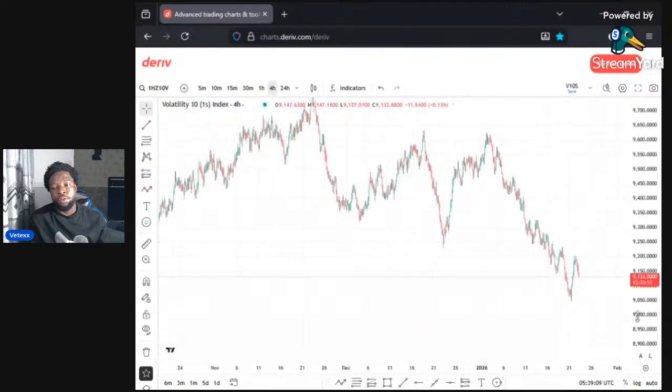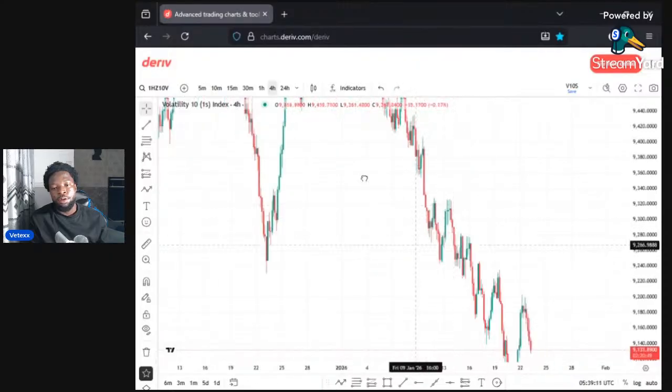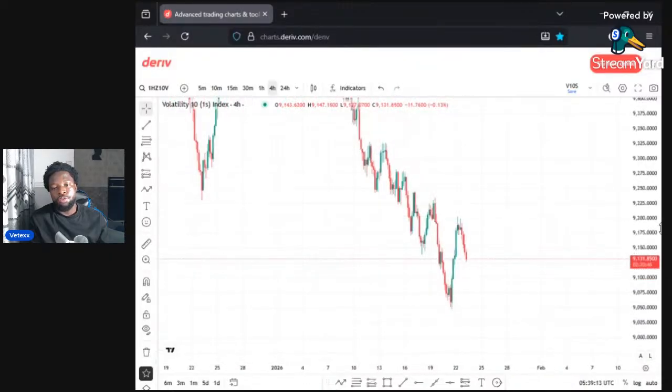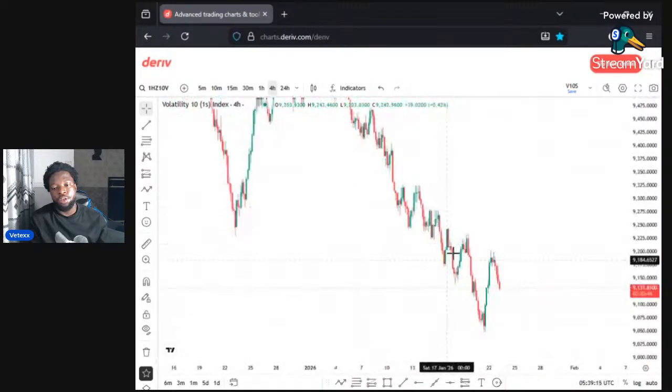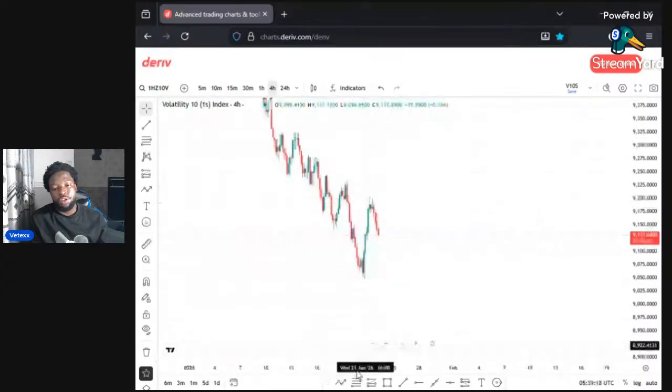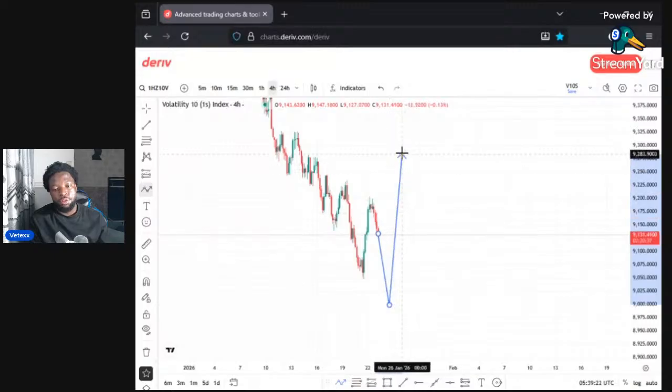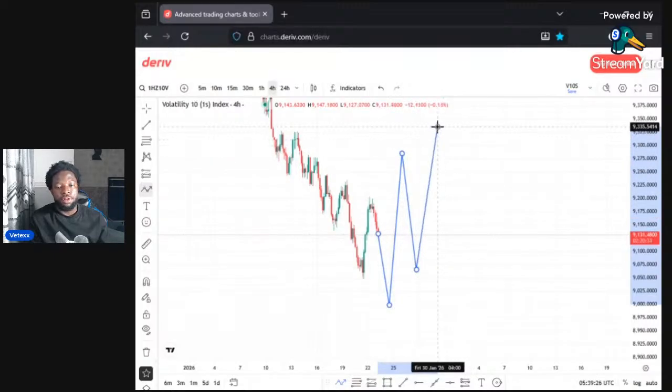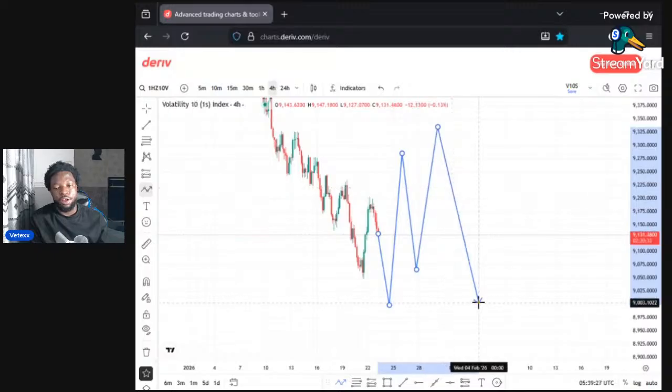So currently we don't have anything here. Price is just on a bearish move, but this is just a retracement. So price might do something like this to give us our trading model. It's going to be something like this, and then boom, and come back to this zone and start giving us our buy structure that we are anticipating, so that we can start taking continuation.